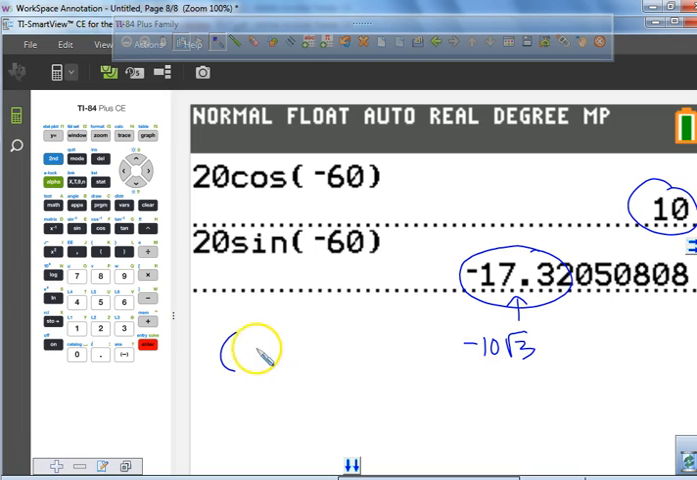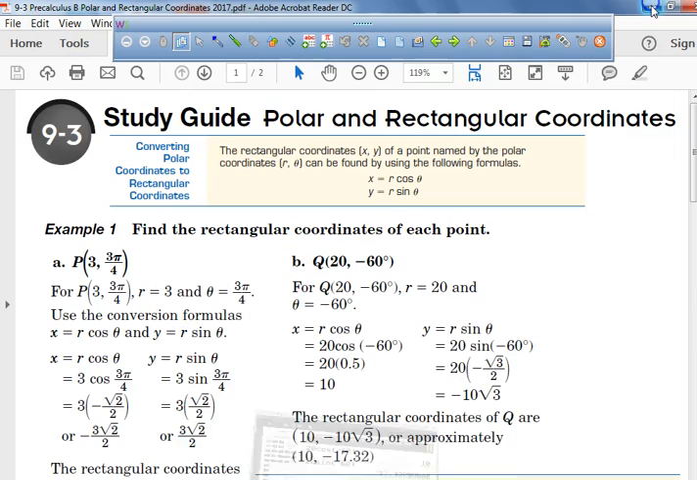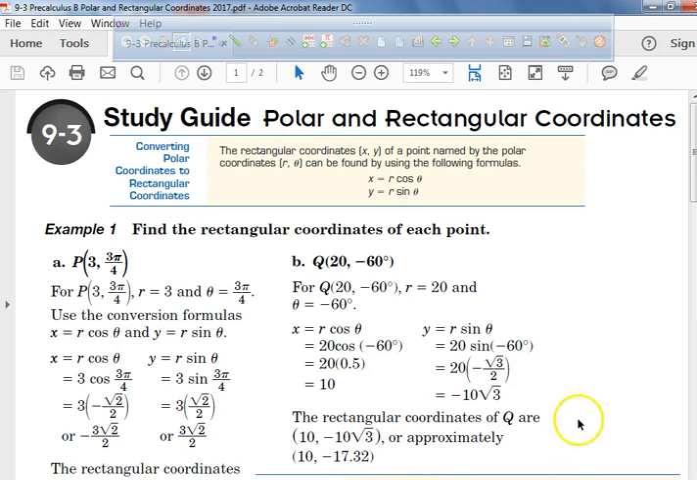So hopefully everybody can see that this is the approximate value. Our final answer, everybody, was 10 comma negative 10 radical 3. This would be your exact answer for x comma y. Your approximate value would be 10 comma negative 17.3. If you go back to your page of notes, look, the rectangular coordinates of Q are 10 comma negative 10 radical 3, which is approximately equal to 10 comma negative 17.32. This is what you're doing on the first 4 problems. Now, good luck.